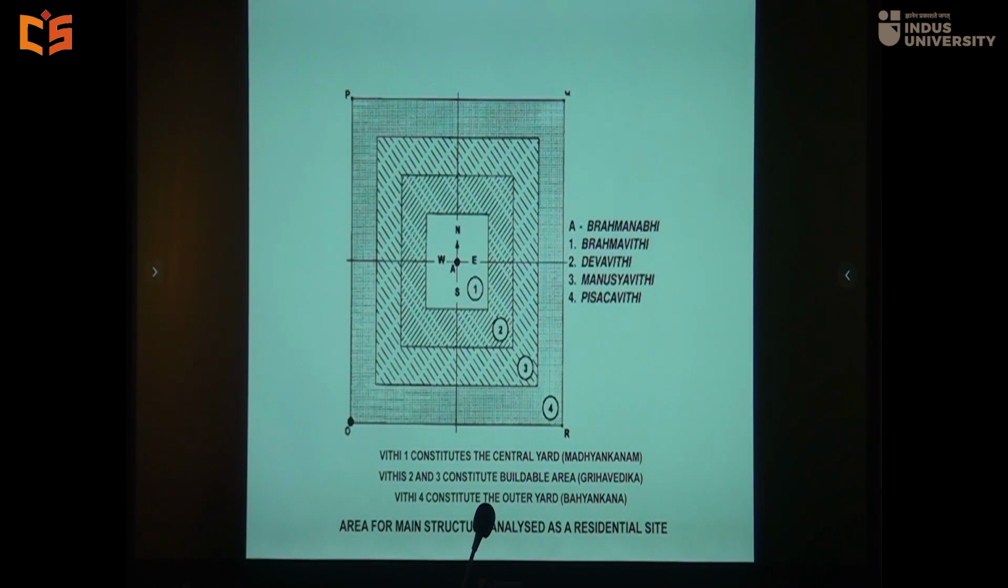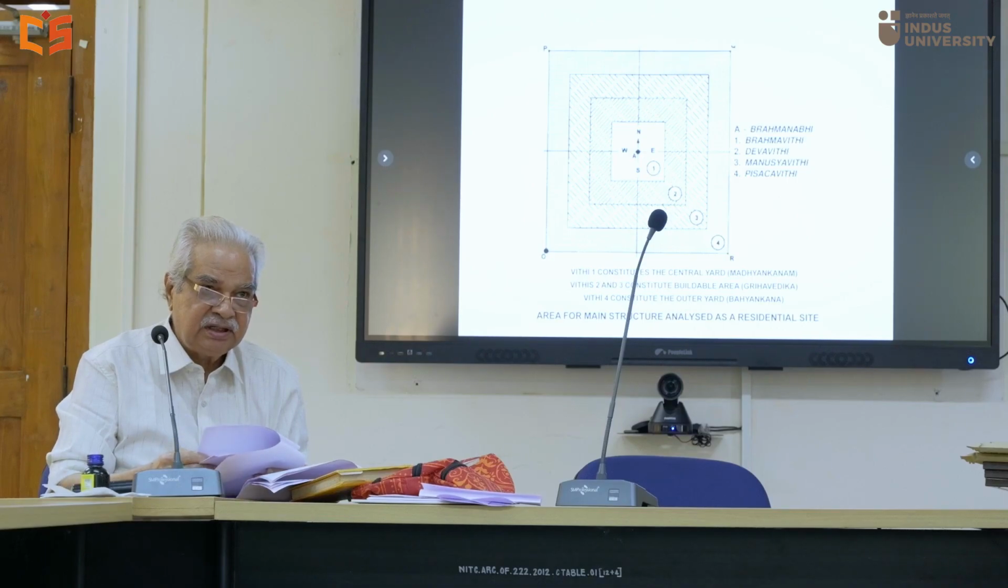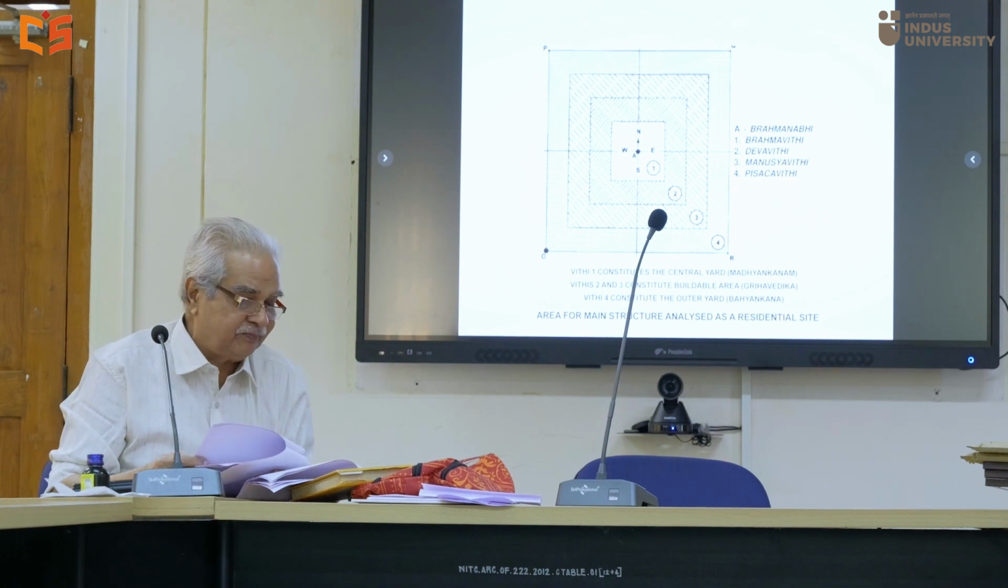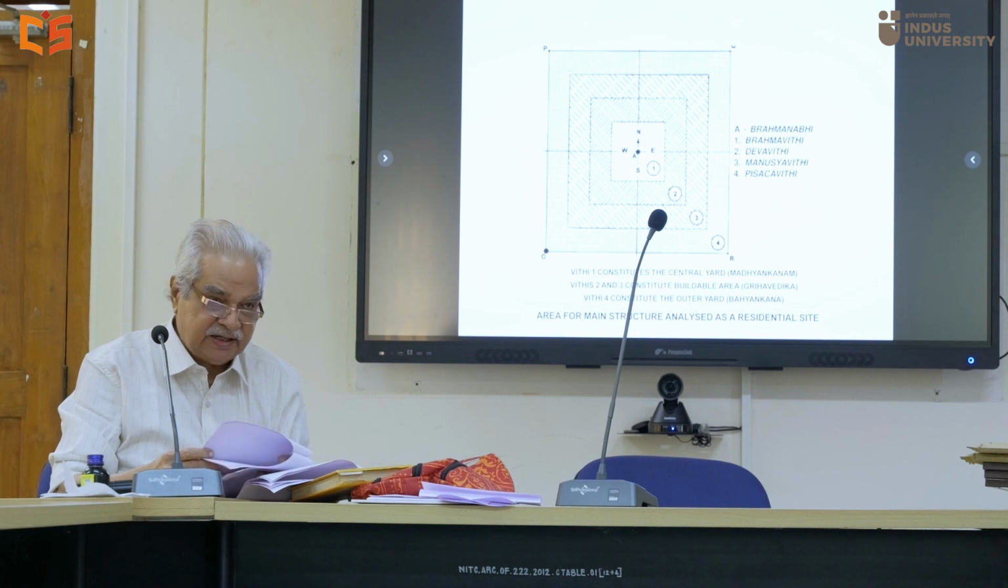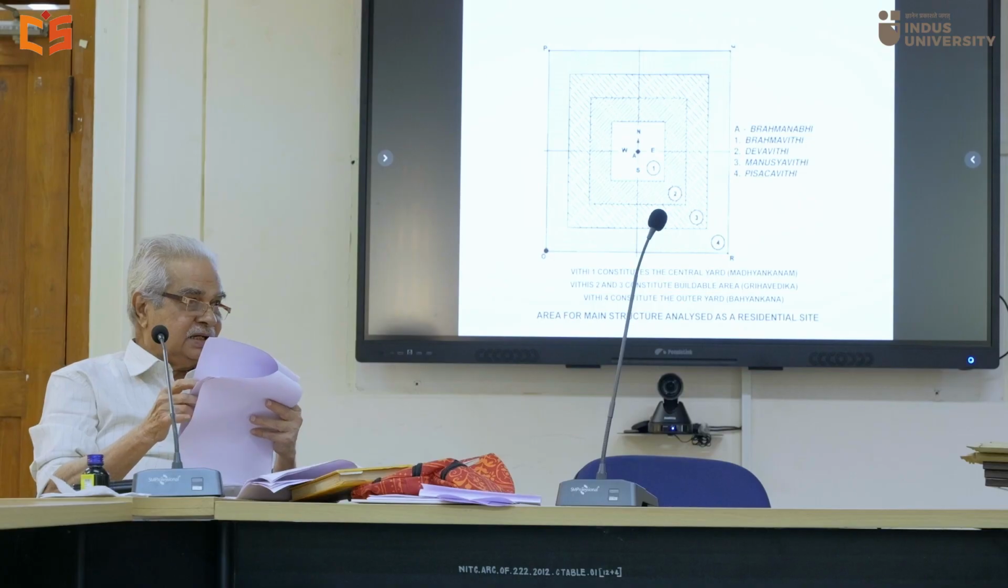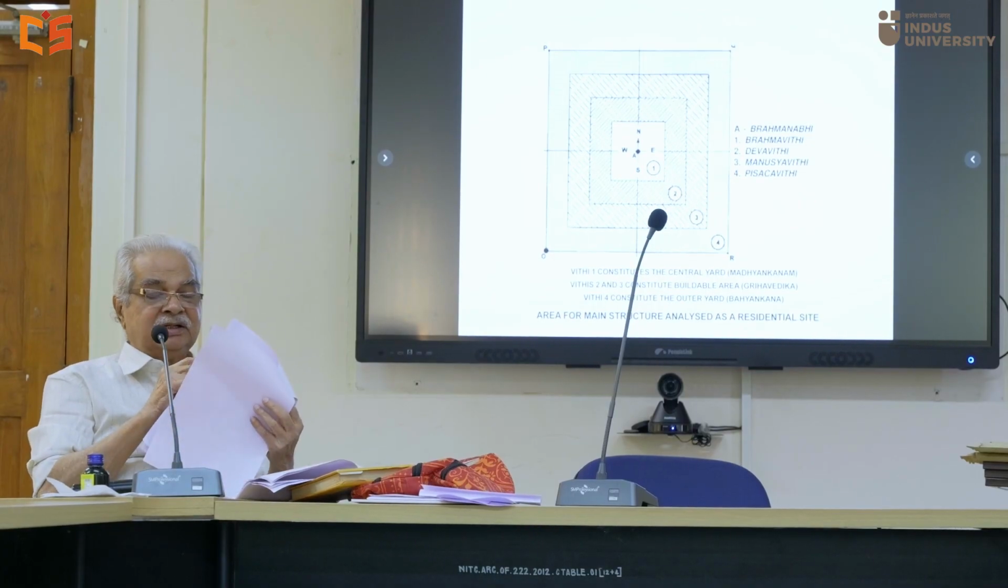And the central 4 Vithis are identified as, in the Nayan system, Brahma Vidhi, Ganesha Vidhi, Jala Vidhi, Agni Vidhi. But here they are given a different name: Brahma Vidhi, Deva Vidhi, Manushya Vidhi and Pishacha Vidhi. A 4 Vidhi system, and that is meant for the main structure.